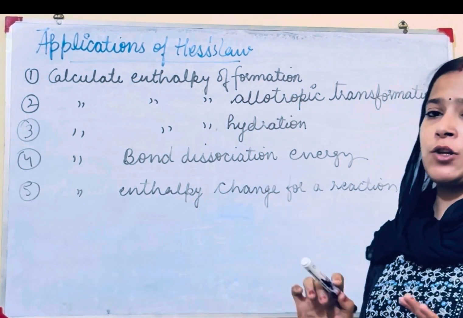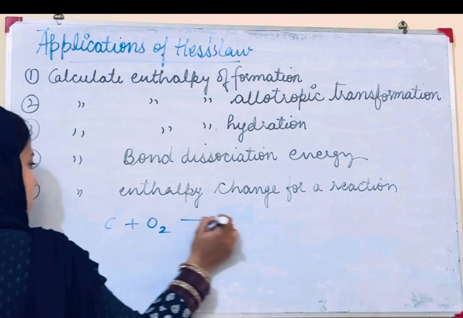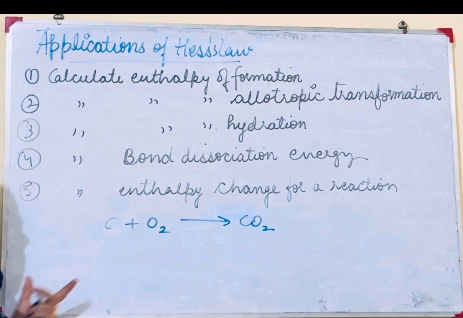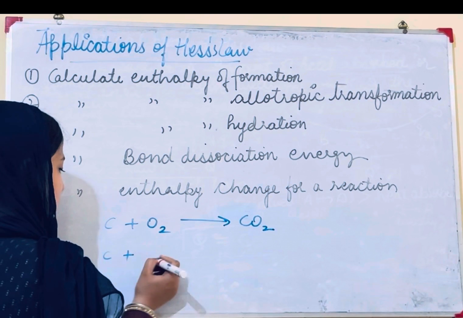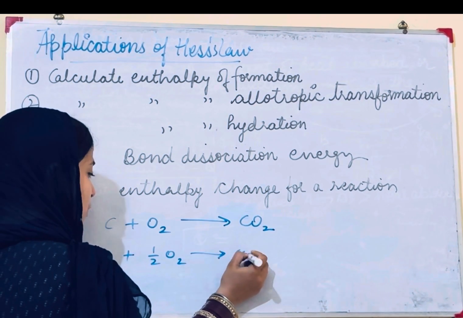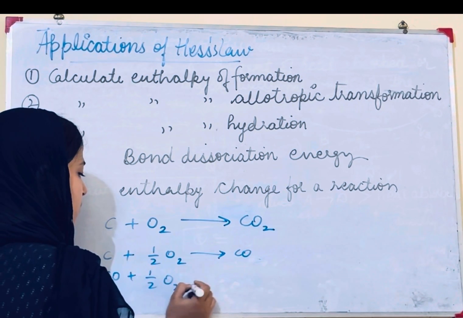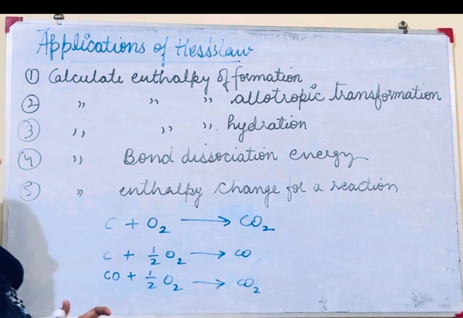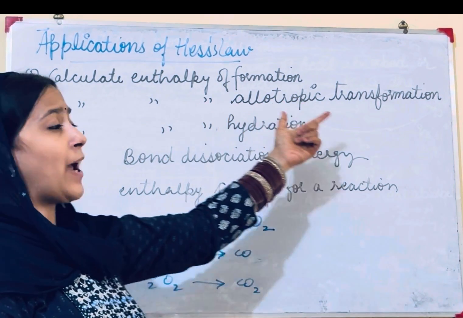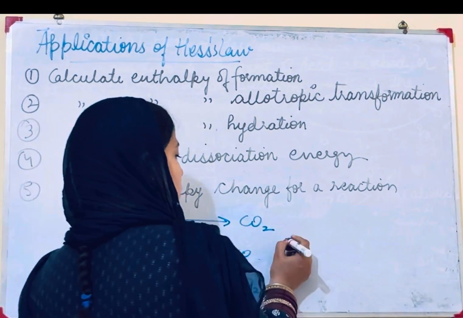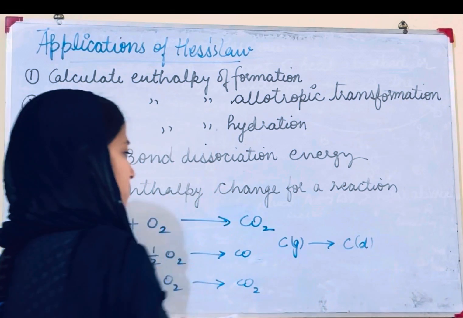Calculate enthalpy of formation. If we talk about the formation of any compound, for example, carbon plus oxygen gives CO2, this is the direct reaction. As in the previous video, I have written this reaction in multiple steps. So with the help of Hess law, we can calculate the formation of carbon dioxide in multiple steps. So it is the enthalpy of formation. Second, calculate the enthalpy of allotropic transformation. Allotropic transformation means when carbon in its graphite form changes to carbon in its diamond form.